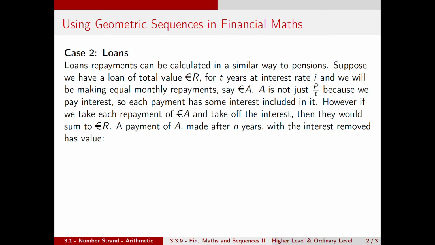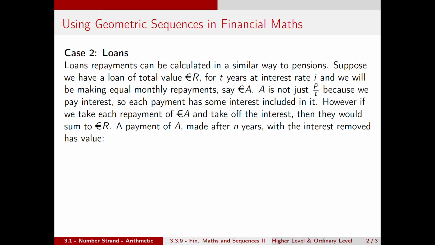So let's suppose we have a loan of total value €R for T years at interest rate I, and we will be making equal monthly repayments of, let's say, €A. A is not just P over T, P being the present value, because we also have to pay interest on the loan. So each payment has some interest included in it. So each time we pay, we're not just paying the sum of the loan, we're paying a little bit more than that so that the banks can get their share.